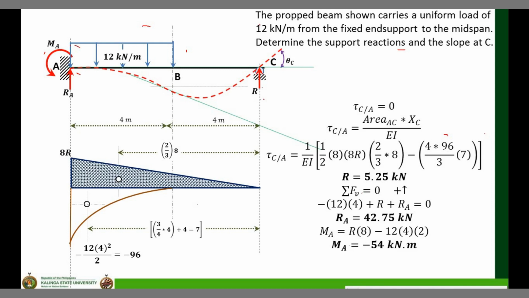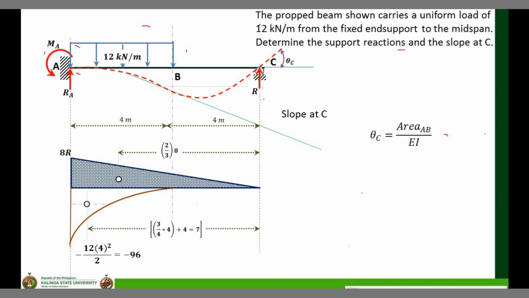Now we can determine the slope at C. For the slope at C, that is equal to the area AB over EI. Take note, from theorem 1, theta AB is equal to the area from A to B over EI. Now, be careful with this one.